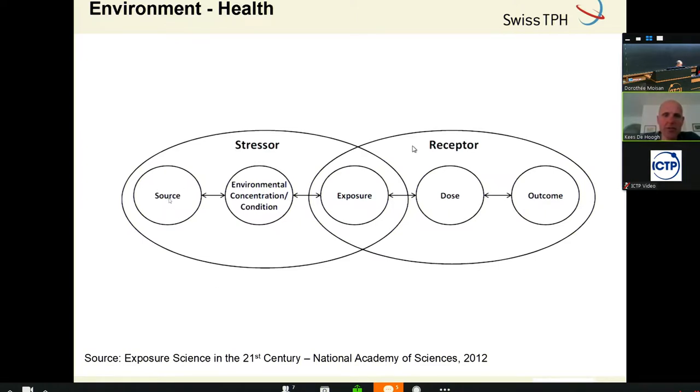So you need from the source, you need to have an environmental concentration. So this comes, say, out of the stack into the environment. And then this bit here is where the stressor and the receptor meet. Thinking back to the definition I mentioned earlier, this contact here is what we call exposure. And from exposure, we then can calculate a dose, which is something I will explain in a minute. And thus, we come to an outcome. So this is this chain, and this is very important in the whole environmental exposure assessment chain.